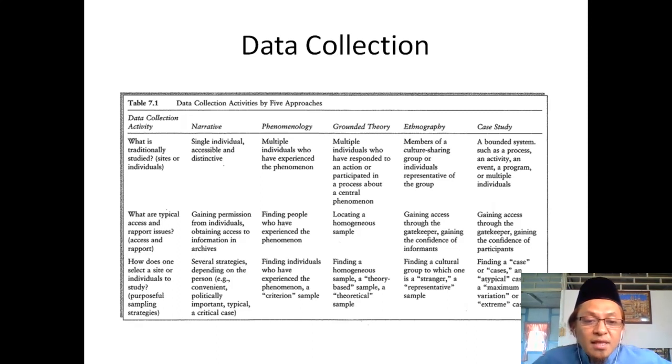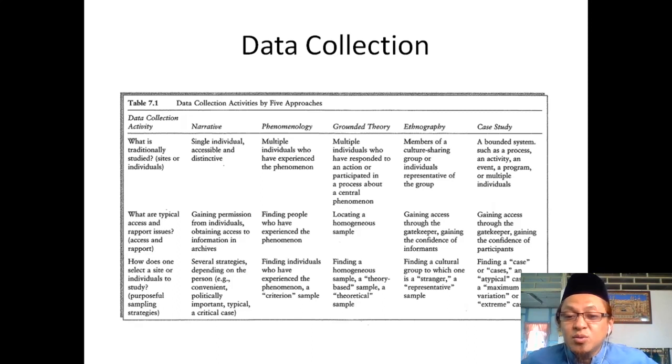Okay. What are the typical access and rapport issues? For narrative, the person must be willing to commit, so he must agree. Same goes for phenomenology. The people whom you are going to interview, they are willing to commit. Grounded theory also, the homogeneous people need to be identified, okay? And ethnography, they are also homogeneous, sharing the same culture.